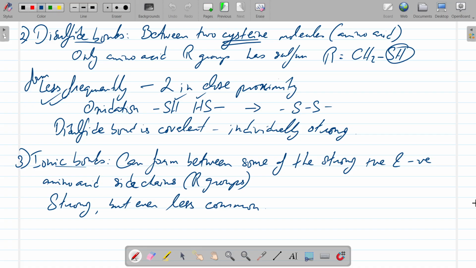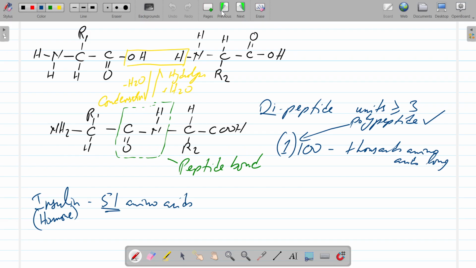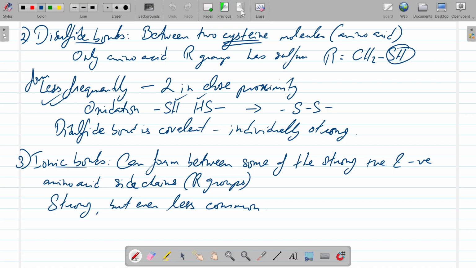Last class we talked about proteins, the peptide bond between amino acids, and then the bonds within the protein molecules. There are three bonds that are highlighted: hydrogen bonds, disulfide bonds, and ionic bonds.